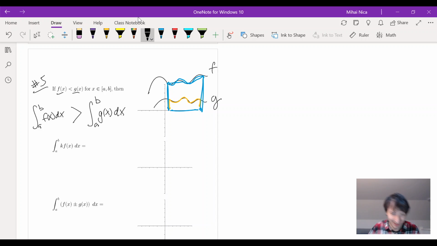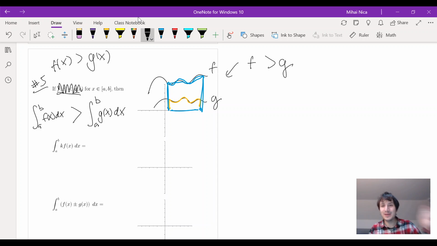Okay, I just realized I did this in reverse. In my picture, I said f is bigger than g, but over here it says f is less than g. So I'm going to replace this: f of x is bigger than g of x. So if f is bigger than g, then the integral of f is bigger than the integral of g.